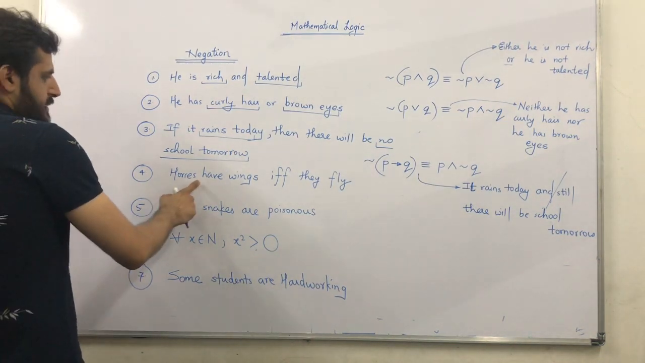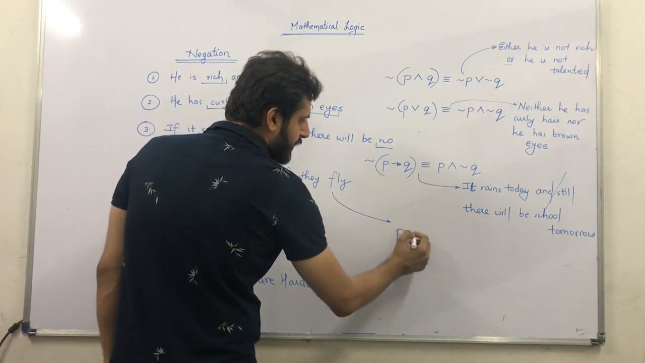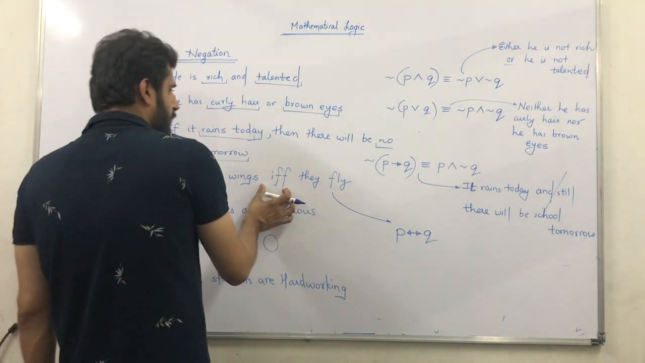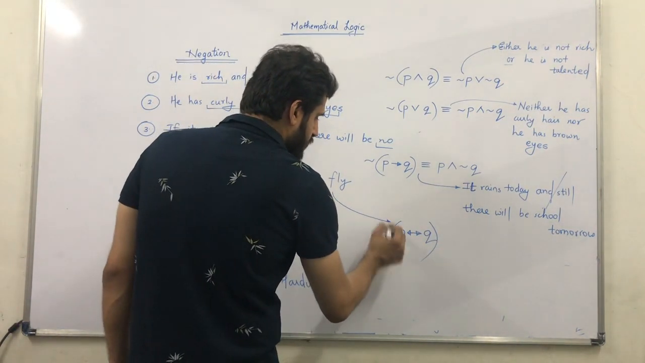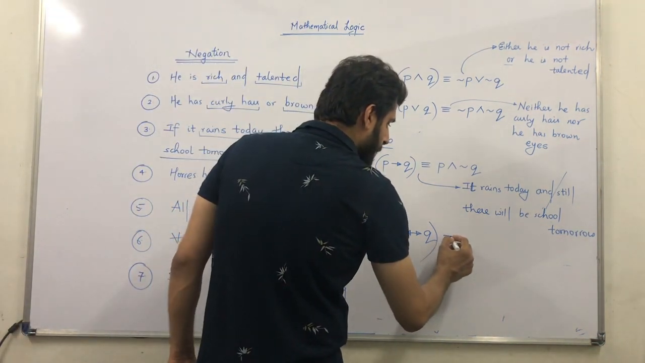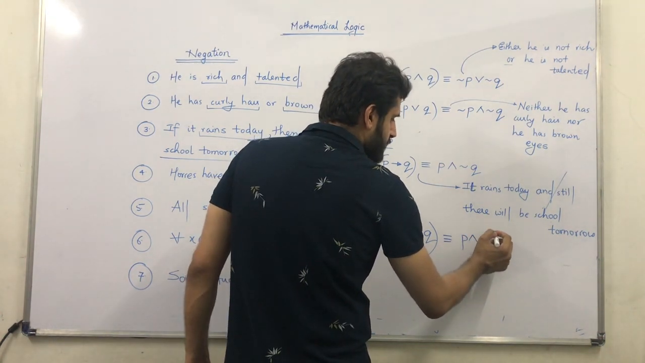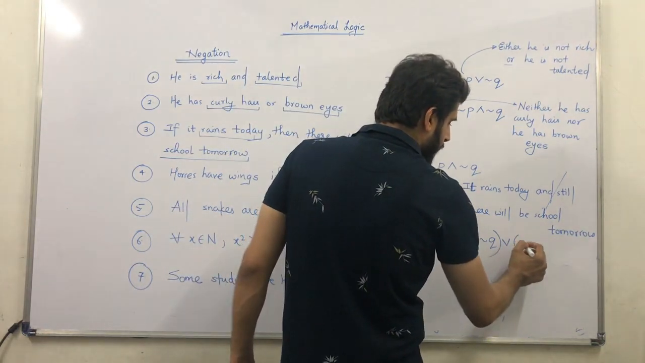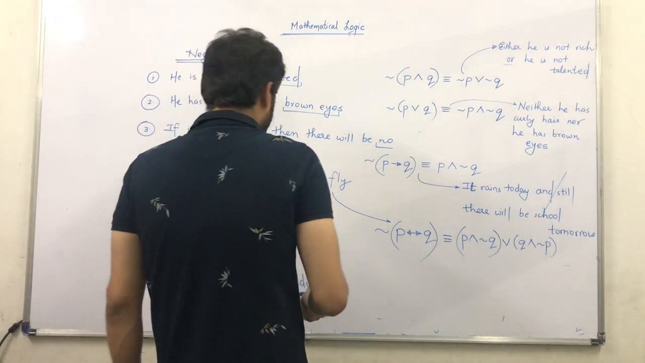Okay. Horses have wings if and only if they fly. Here I have double implication, right? So if I have used if and only if as my connector, the statement will be double implication, and I am going to take negation of double implication. Negation of double implication will be P and negation Q, as discussed here, or it will be Q and negation P. Okay, P and negation Q or Q and negation P.